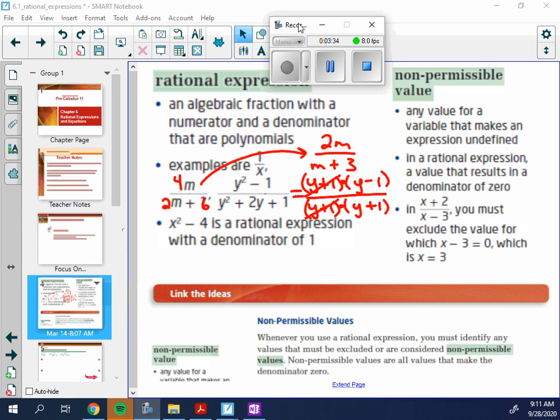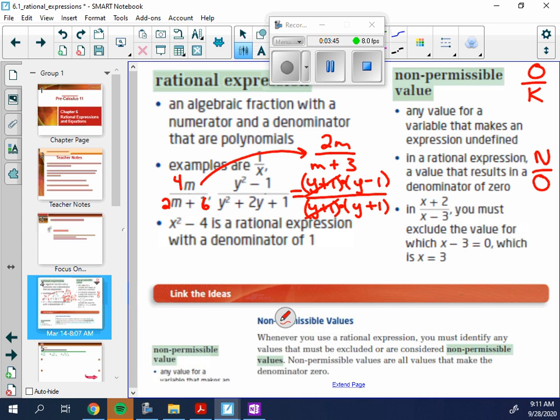And remember, it's undefined if it has a denominator of 0. This is a no. You're not allowed to have a 0 in the denominator. But this is okay. You can have a 0 in the numerator. That is allowed, because 0 divided by any number is 0. But a 0 in the denominator is not allowed because any number divided by 0 gives you an error on your calculator, or it's called undefined. So in a rational expression, a value that results in a denominator of 0 would be a non-permissible value.